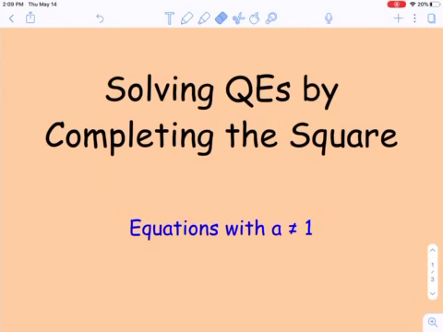Okay, now that we're doing completing the square and we've used it to solve some equations, probably a more practical application is a situation where you have an equation where the leading coefficient isn't 1, where it's a much larger integer, or it could even be a fraction or a decimal or something like that. So we're going to look at how we deal with that. All right, let's check out this first problem we got here.